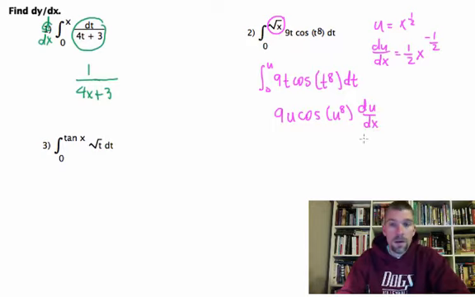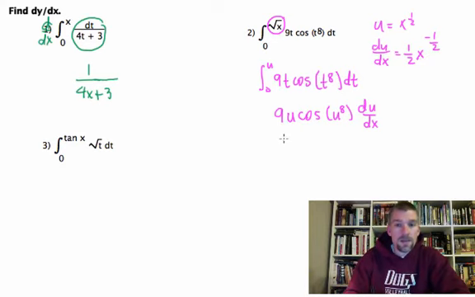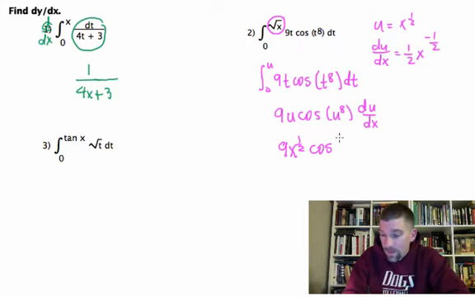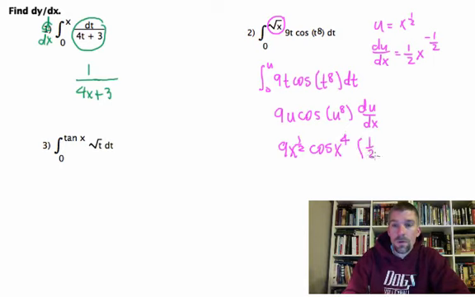And once you're here, you're done, except we just replace the u's and the dx's. But we know what du dx is, and we know what u is. So this in reality is going to be 9x to the 1/2 times cosine of u, which is x to the 1/2 to the 8th, okay, x to the 4th, all right, times 1/2 x to the negative 1/2.